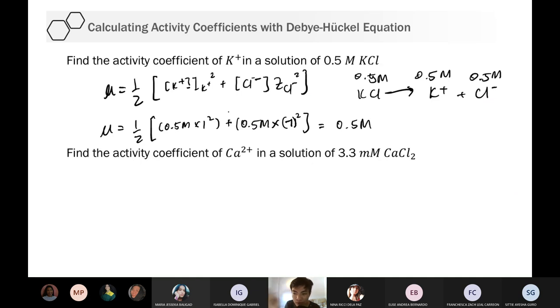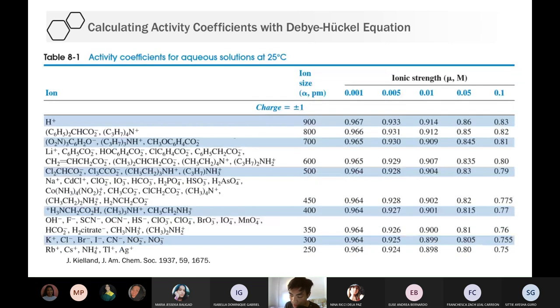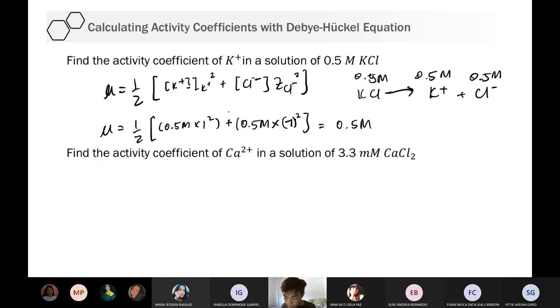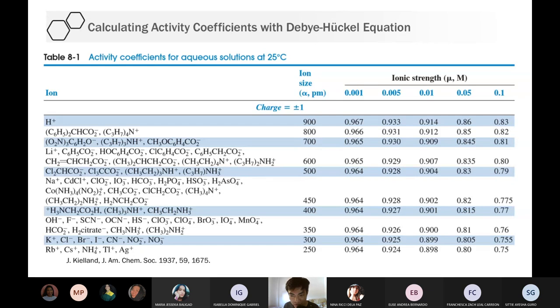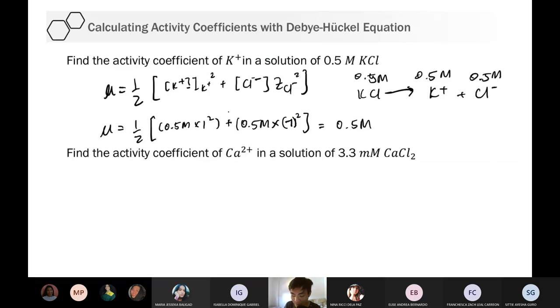Since our mu is 0.5, we will look at the column for 0.5 molar. In our case, it isn't here. If it isn't in the table, you use Debye-Hückel. I made a typo here, sorry. This was also my problem last year. This should be 0.05. Because if it isn't in the table, most likely you will use Debye-Hückel. So again, just a correction: it's 0.05. I didn't edit it since I used this slide last year. Pero kapag wala talaga dyan, di ba Debye-Hückel?